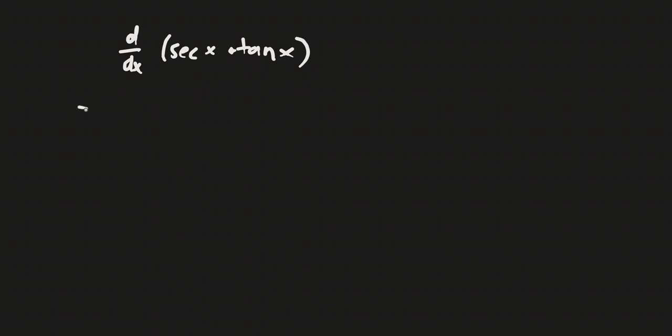So first, I would split this into two parts. I'm going to call the first part f, and I'll call this secant x. So f is equal to secant x, and I'll call the second one g, and we'll say that's tangent x.